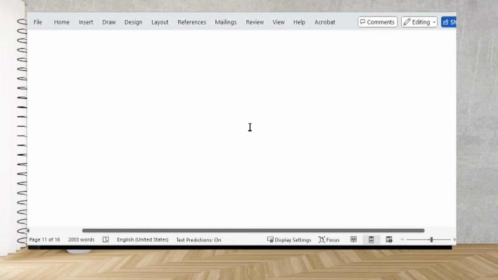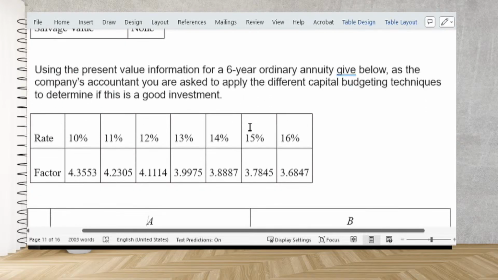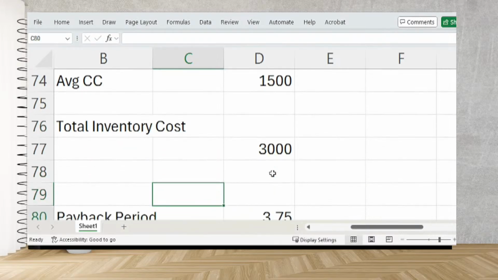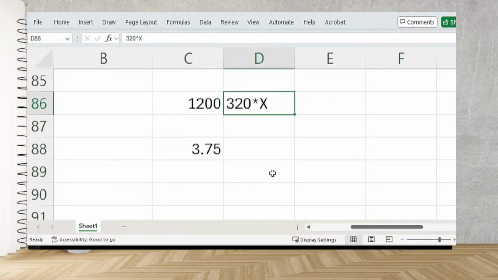So this is basically 3.99 or 3.78. So it is more close to 15%. Okay, so see how we calculate the internal rate of return. 1200 is supposed to be equal to the net present value of the future cash flow.